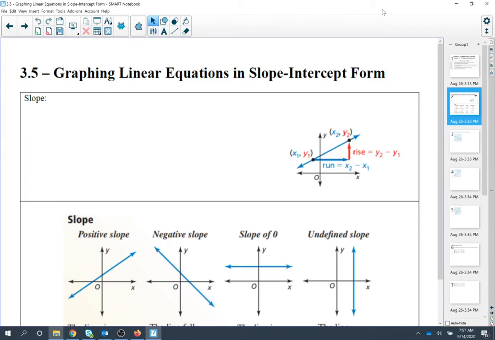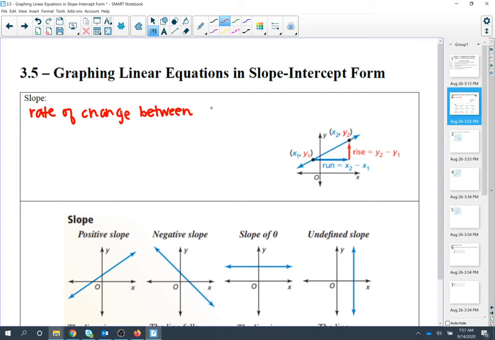3.5, Graphing linear equations in slope-intercept form. First of all, we're going to talk about this idea of slope. So slope is the rate of change between any two points.